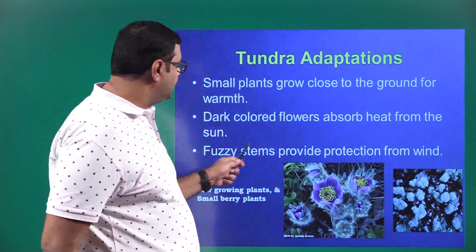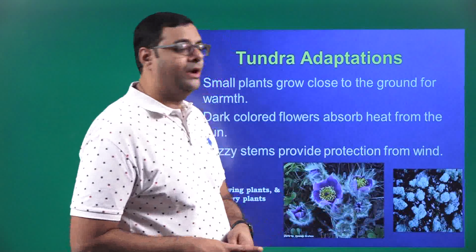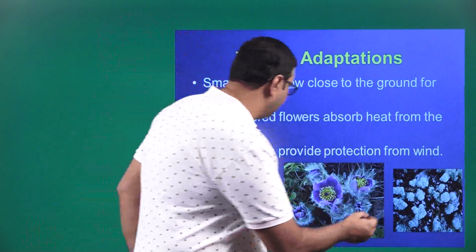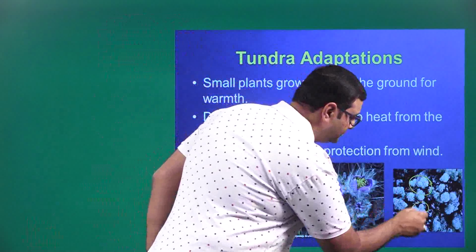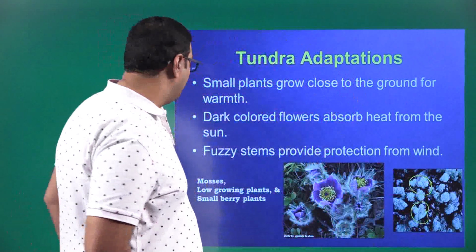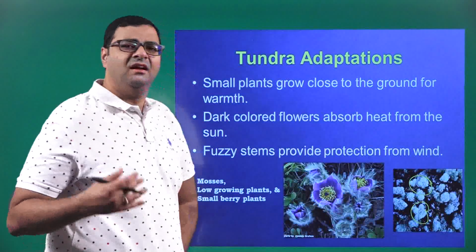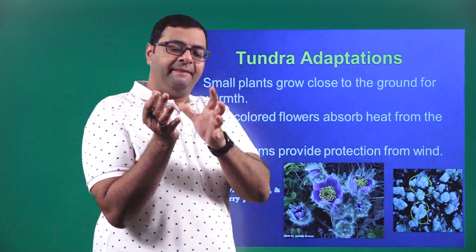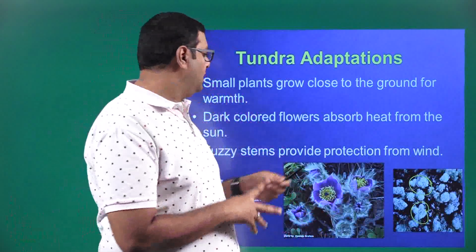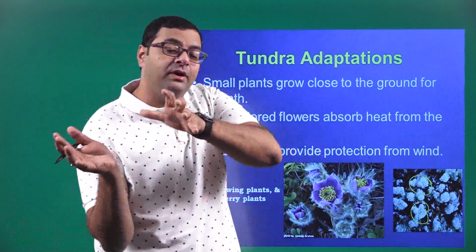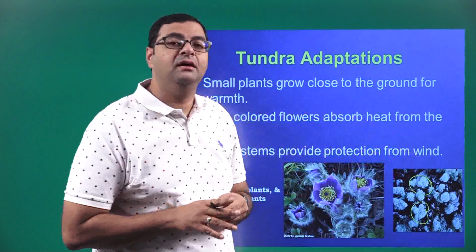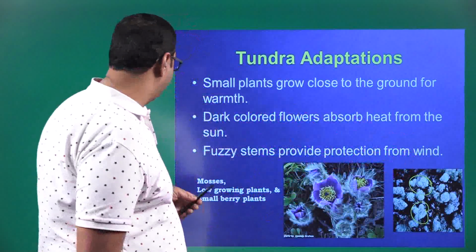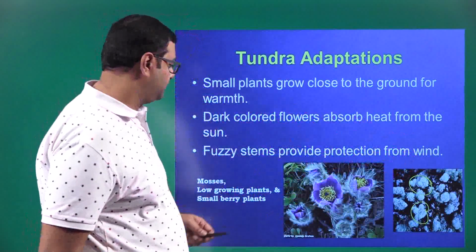Then fuzzy stems provide protection from wind. So if there are fuzzy stems, what happens here? They don't bend very quickly from the wind. They are not very quickly blown away by the wind. That is what I meant by fuzzy stems. Now the example for that is mosses.